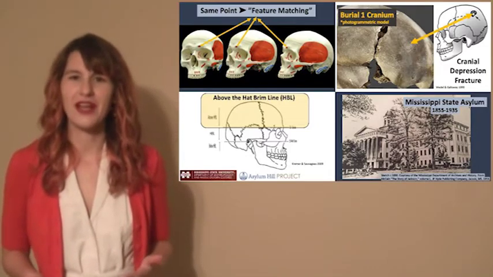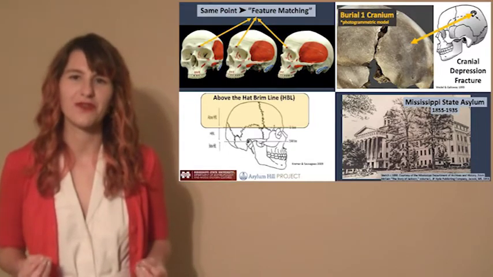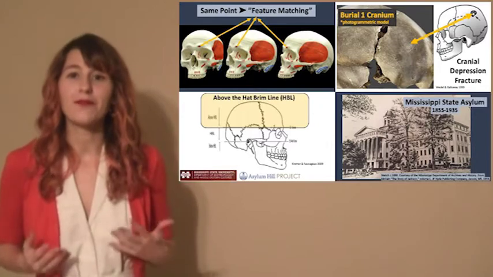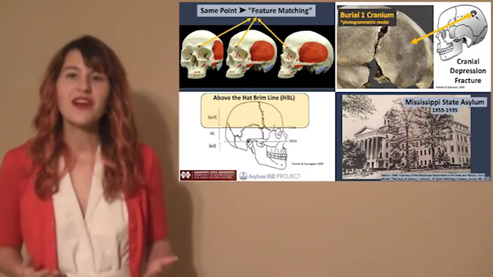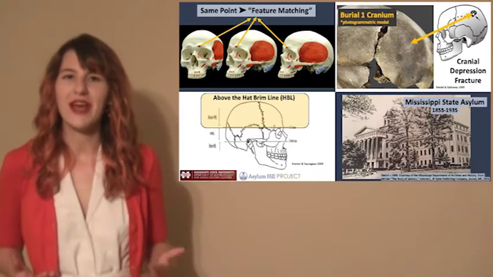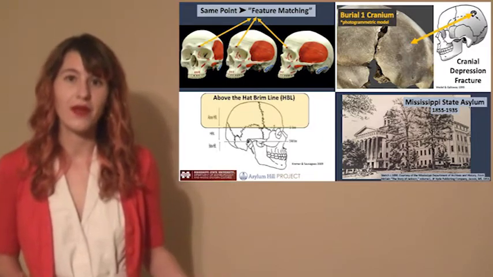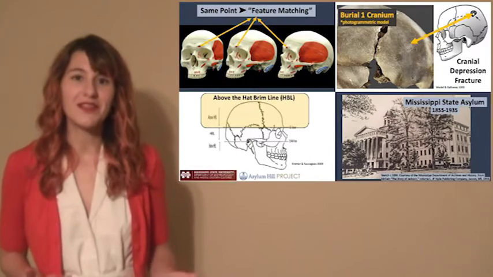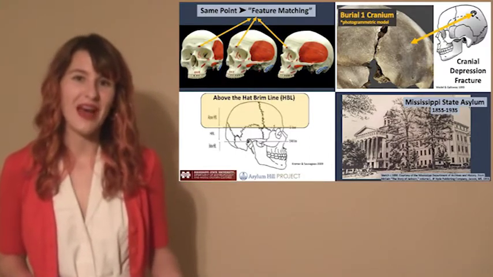I use photogrammetry as a method for recording cranial depression fractures, or fractures of the cranial bone that are created by blunt force trauma to the skull. These fractures are great for modeling, not only because they occur on the external surface of the bone, but because they're thought to have high interpretive power when it comes to reconstructing lived experience and interpersonal interactions in the past.